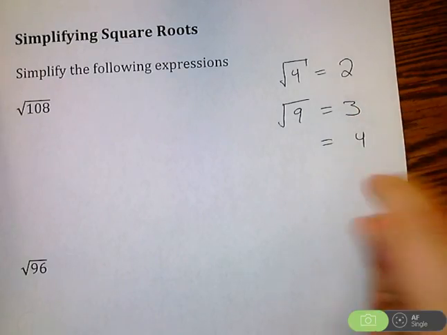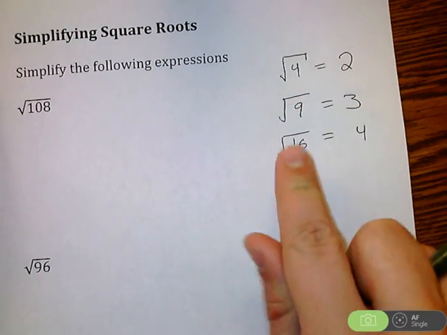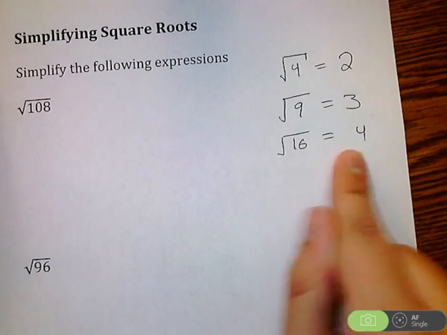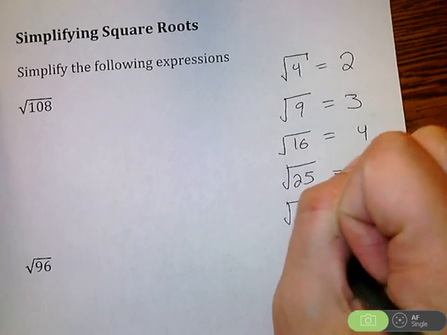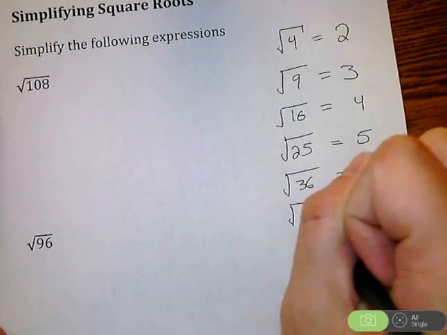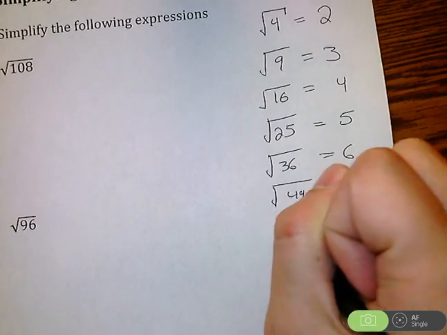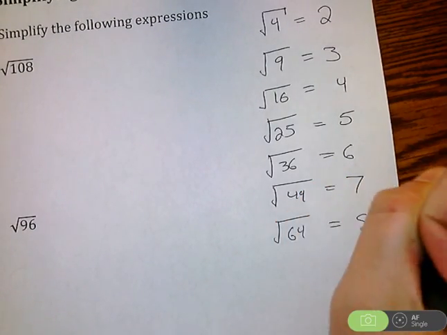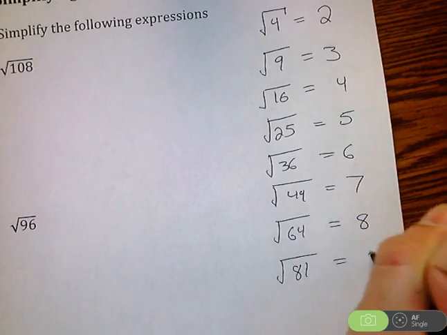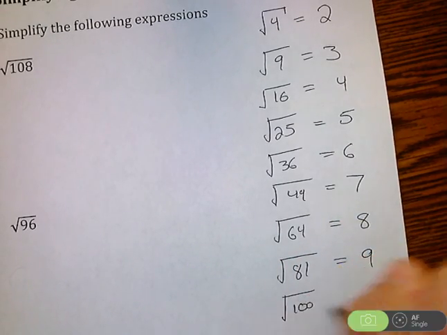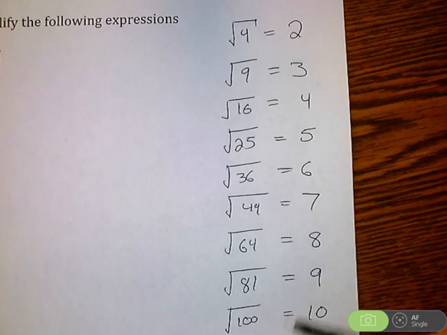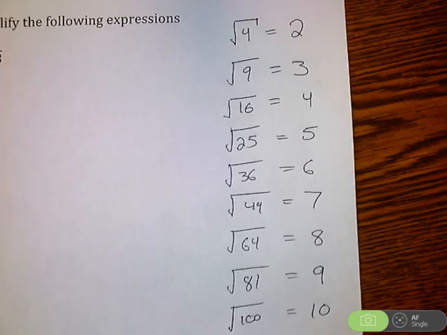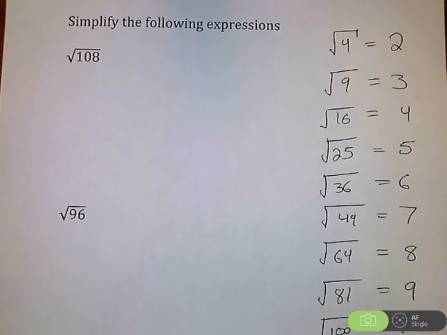The next one I'm going to want is 4 squared, which is 16. So the square root of 16 is 4, it works back and forth. Next would be the square root of 25 is 5. Square root of 36 is 6. Then we'd have 49. After 49, we would have 64. Then 81. Then 100. So what I have here is a list of numbers we can take the square root of. Any of these numbers, square root of 49 is 7, and so on. We're going to use this list to simplify this square root.